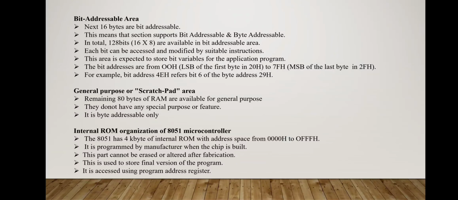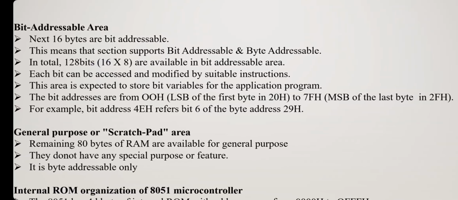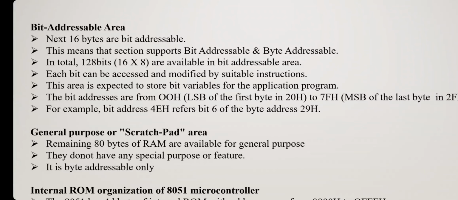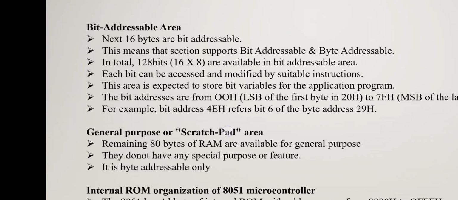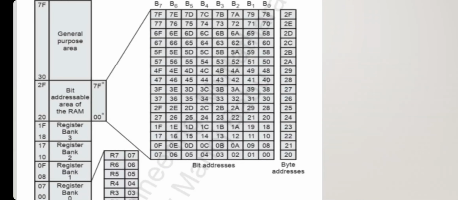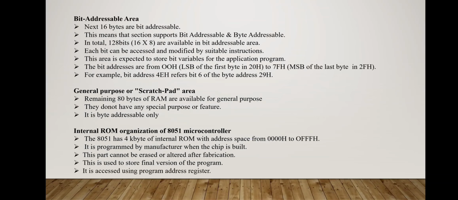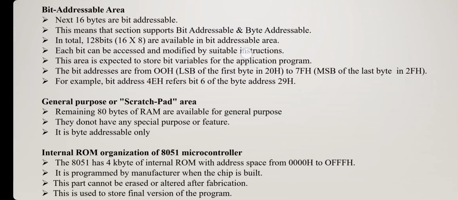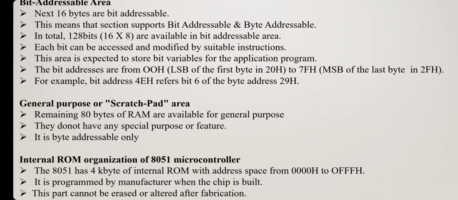The second one is the bit addressable area. We know that it has 16 bytes of bit addressable area. It is both bit addressable and byte addressable. So in total it has 128 bits, that is 16 bytes times 8, we have 128 bits. Each bit can be accessed and modified by suitable instruction. It stores bit variables for application programs. The bit addresses from 00 to 7F are the addresses of the bit addressable area. For example, bit address 4E refers to bit 6 of the byte address 29.